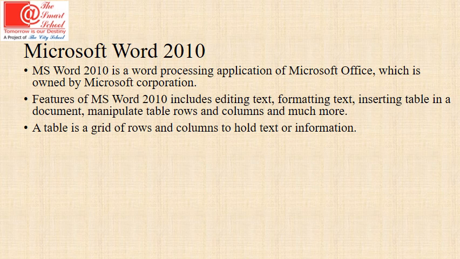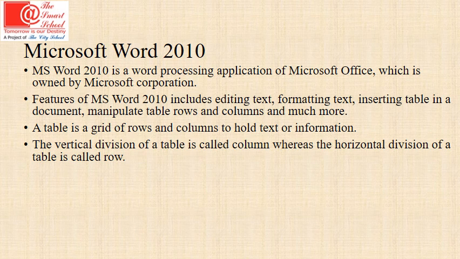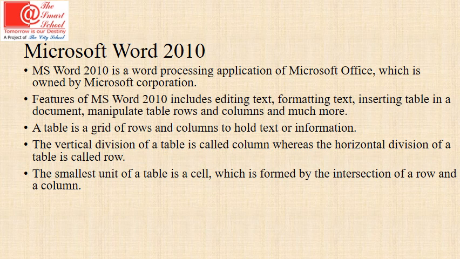Let's see what a table is. A table is a grid of rows and columns to hold text or information. The vertical division of a table is called a column, whereas the horizontal division of a table is called a row. The smallest unit of a table is called a cell, which is formed by the intersection of a row and a column.